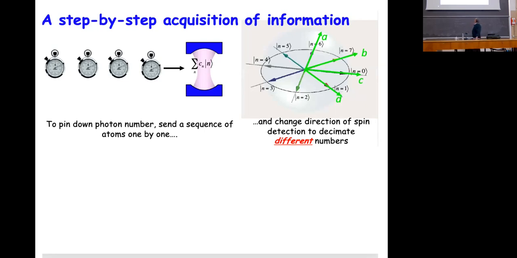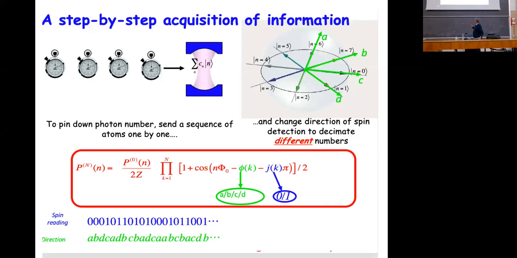And for each atom, you choose one of these angles, and you can choose them either periodically or randomly. I call this direction A, B, C, D. And for each atom, A, B, C, or D, you will find 0 or 1 for the result of your spin measurement. What you see is that the probability to have n photons will be the product of all these functions. Each time you make a measurement, you multiply by something which will kill some photon numbers. The values for which this quantity is 0 or near 0 will decrease the probability of a given photon number. And so your signal now is a random sequence of 0 and 1 correlated to the chosen direction of the measuring polarization.